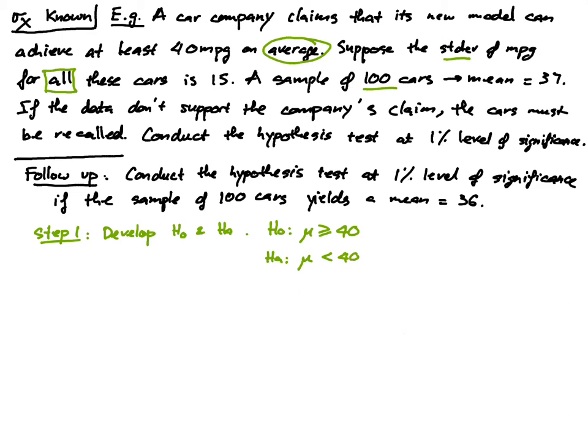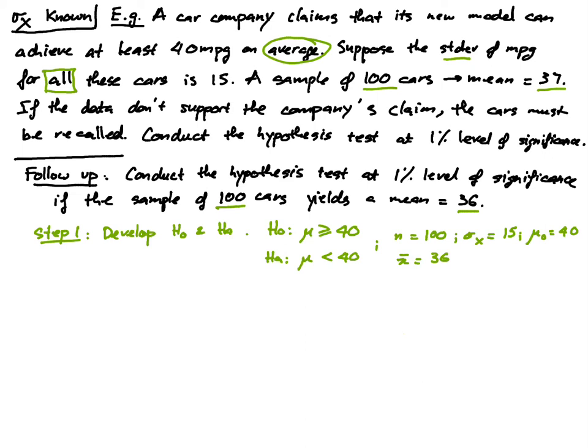Now we know that n is still 100, so we still have a sample of 100 vehicles. Sigma x is still 15. The hypothesized value mu sub 0 is still 40, but now x bar has changed. X bar in this follow-up problem is 36 as opposed to 37 in the original problem.